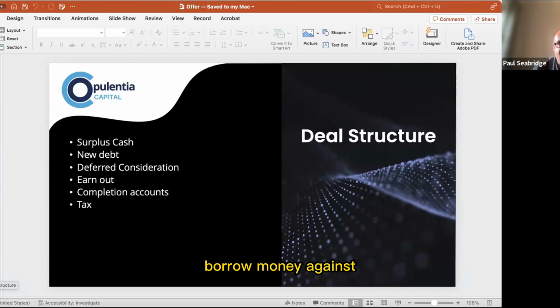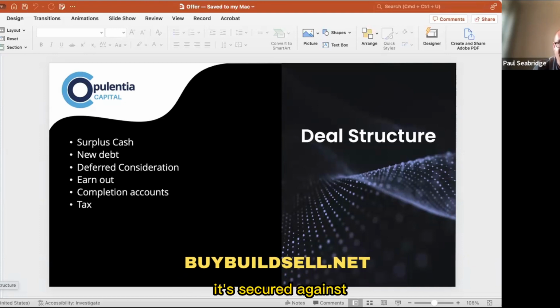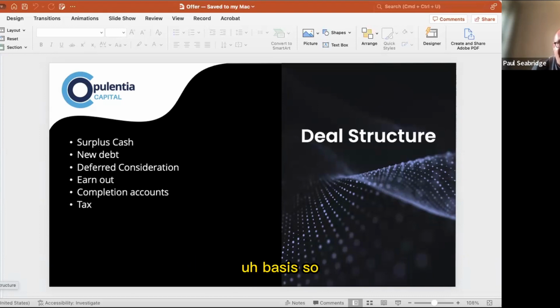We then borrow money against the target business. So we're basically going to inject new debt into the balance sheet. It's secured against the assets of the business. And then the balance is then on a deferred basis, so effectively also known as seller financing.